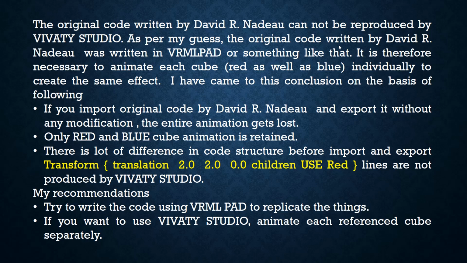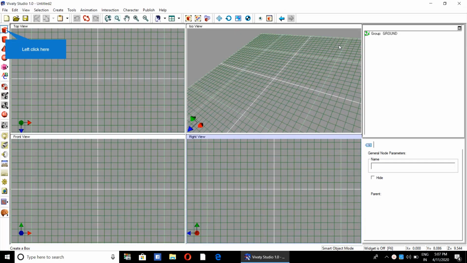Only the red and blue cube animation is retained, and there is a lot of difference in the code structure before import and after export. After the export, you will see that certain lines in the code are lost. Originally, in the code there are lines like transform, translation, children, USE red. Such lines I have not seen after export. So my recommendation is to write the code using VRMLPad if you want to replicate the code as it is, or if you want to use Vivaty Studio, animate each reference cube separately. So that is the solution.